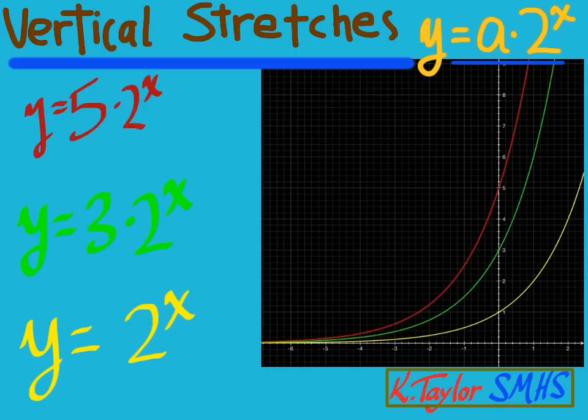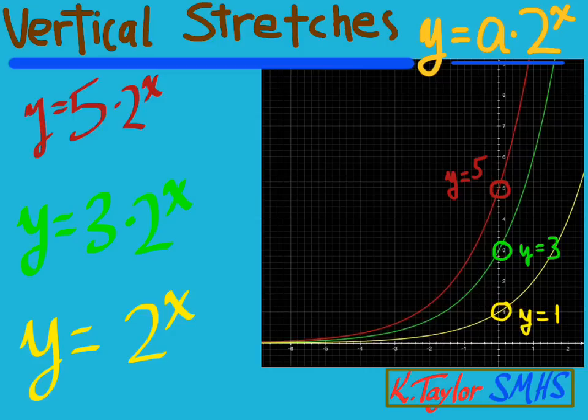Another thing I wanted to point out is that the y-intercepts show up. Believe it or not, they actually show up in the equation also. So that first one, 2 to the x, the y-intercept is at 1. And we could consider a 1 to be multiplying 2 to the x. We never write it, but it's there. 3 times 2 to the x, well, the y-intercept is 3. And 5 times 2 to the x gives us a y-intercept of 5.